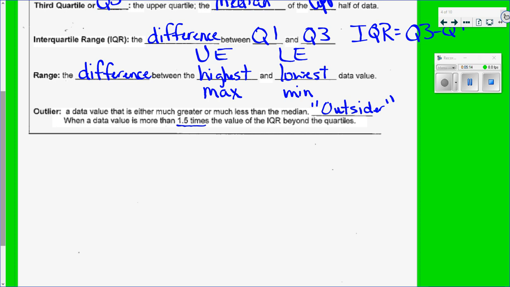Because the closer the box is, the closer my interquartile range, the more concentrated the data. So an outlier is not that far away. If my data is really spread out, you have to be way outside to get an outlier. So when a data value is more than 1.5 times the value of the IQR beyond the quartiles, that is what we call an outlier. So how do I find it? Let me show you how to find an outlier. Add this onto your notes right below here.